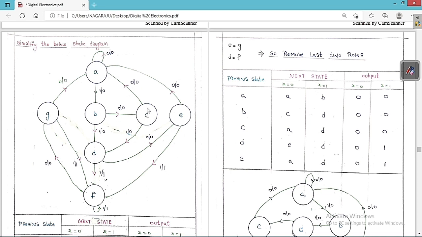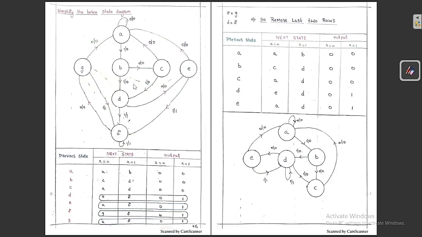From state C, if you give an input of 0, we get an output of 0 and move to state A. Similarly, if you give an input of 1, we get an output of 0 and move to state B. So this is the complex state diagram they have given. So now we are going to simplify this circuit. You can see clearly from this diagram.